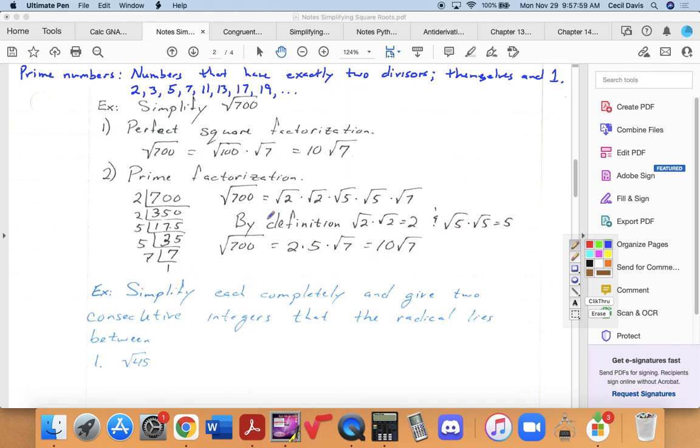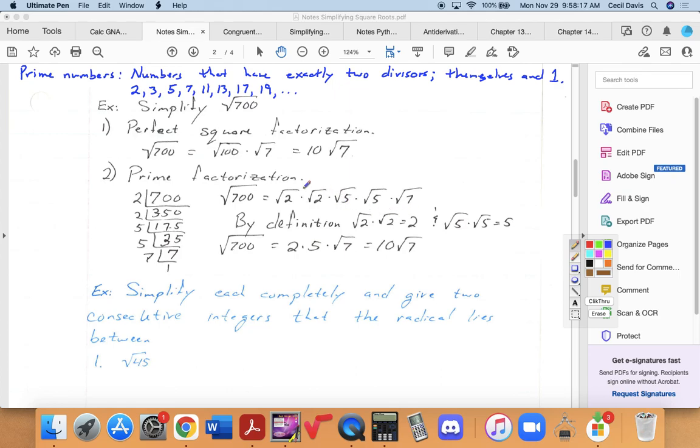So what I'm doing is I'm rewriting this as the square root of 700 is the square root of 2 times the square root of 2, because there were 2 2's, times the square root of 5 times the square root of 5, because there were 2 5's over here, times the square root of 7.